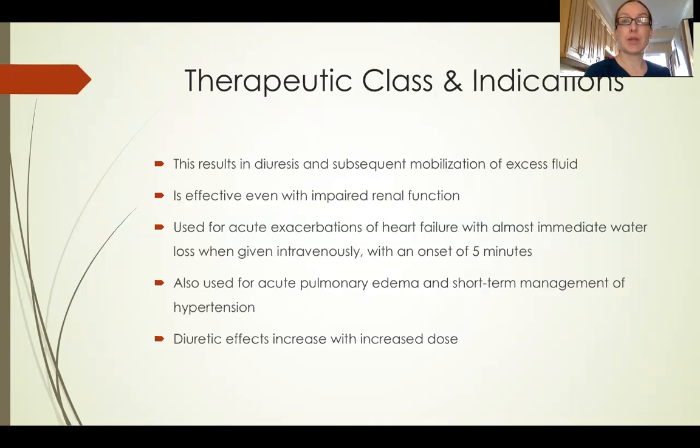It's effective even with impaired renal function, which is a good plus because a lot of patients that have CHF can also have some degree of declining renal function. It's used for acute exacerbations of heart failure with almost immediate water loss when given intravenously, with an onset of 5 minutes. It's also used for acute pulmonary edema and short-term management of hypertension. All of these comorbidities are usually related to one another. The diuretic effect also increases with increased dose.